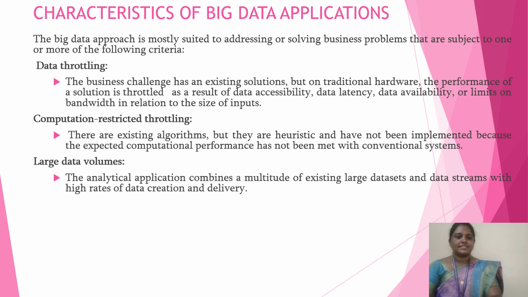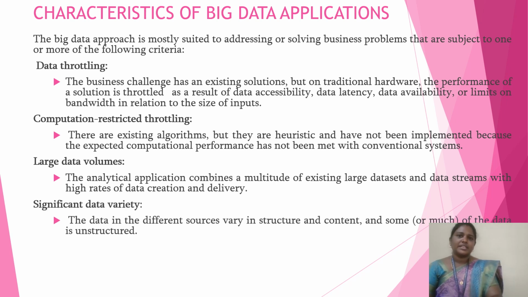Then computation restriction throttling, which means the speed of the data. Users can use the internet within the limit; if they exceed the limit, it will provide information to the user. The speed is automatically reduced. That is called computation restricted throttling.